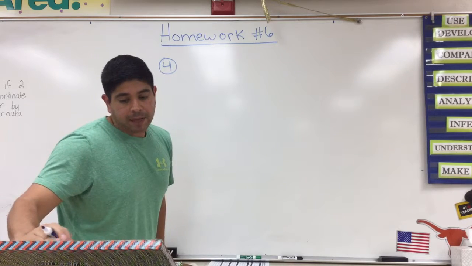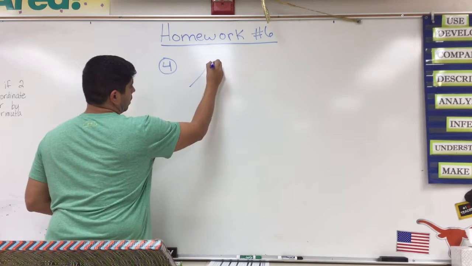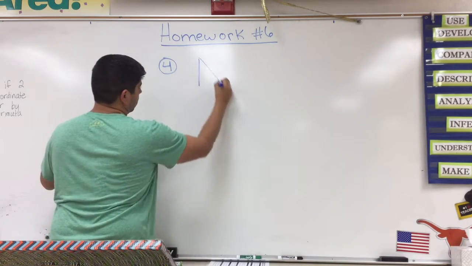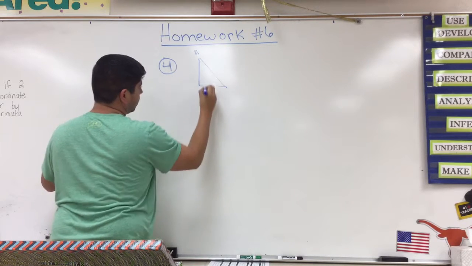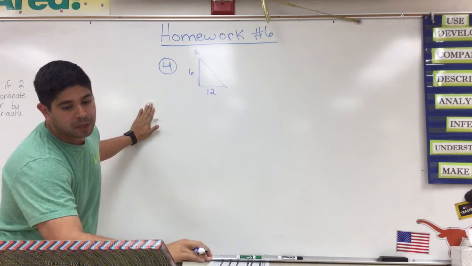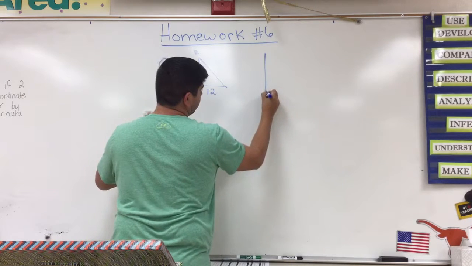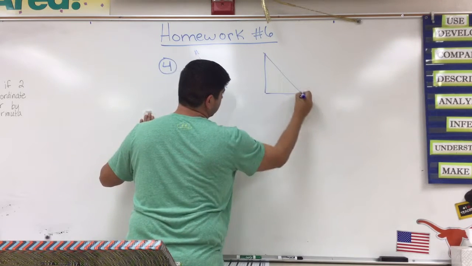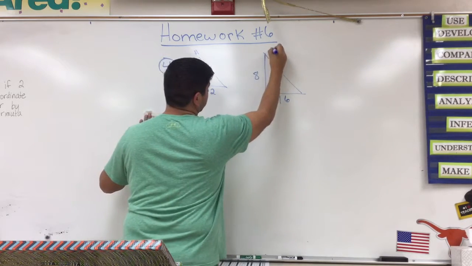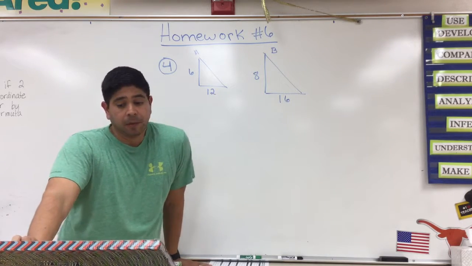It says triangle A has a base of 12 and a height of 6. Triangle A, we'll make it look like this. It has a base of 12 and a height of 6. Triangle B has a base of 16 and a height of 8. So it's a little bit bigger, okay? Base of 16 and a height of 8. This is triangle B. All right, so it wants to know, are these triangles similar?